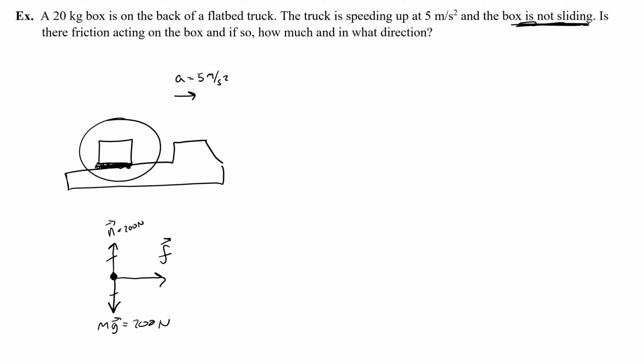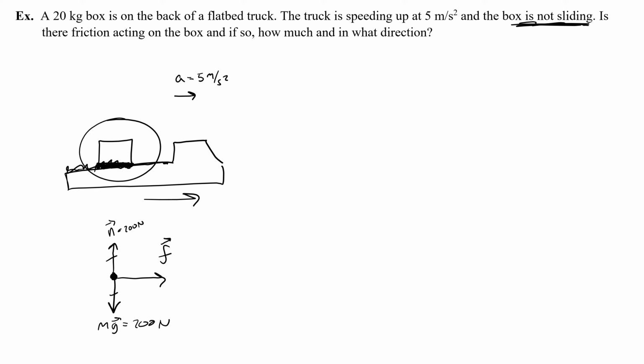Because think about it, if this surface was made of ice, then the truck would go forward and the box would just stay still. But instead, the box goes forward with the truck. It speeds up with the truck. And that's because it's sort of stuck at the surface. And there's a force of friction that is causing it to speed up with the truck. This is why truck beds are rough, not smooth.